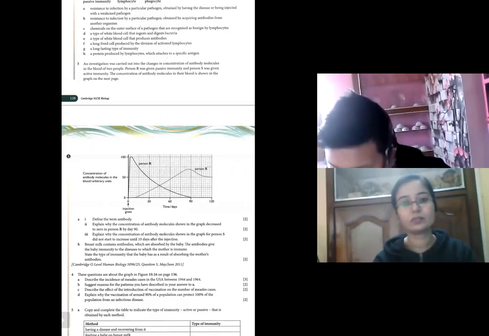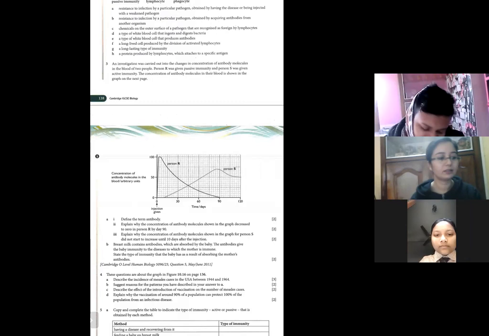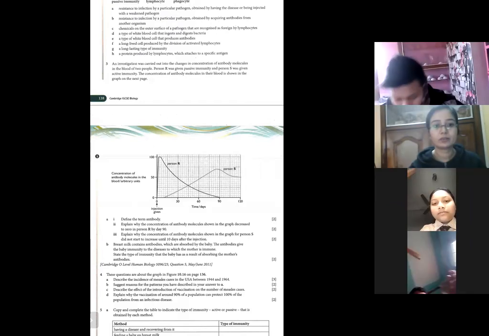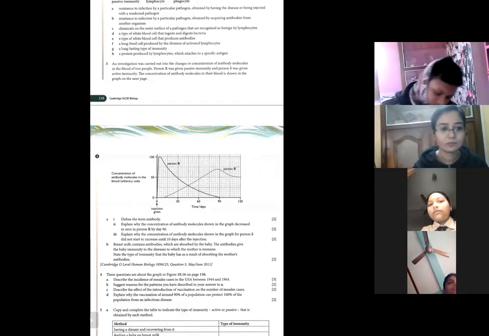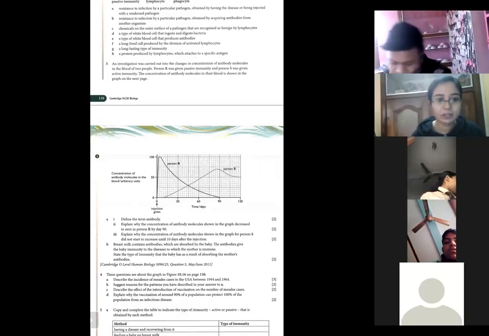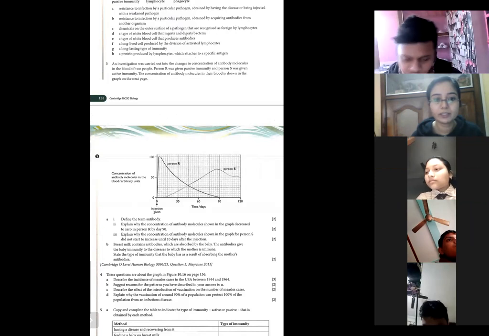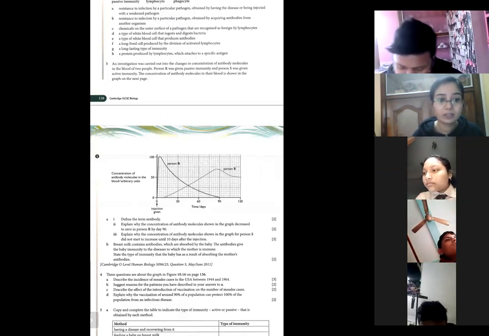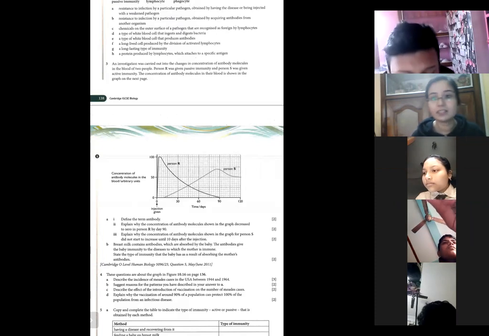Very good. Other students have also written the same answer. Now let's see the next question. Question number 3: explain why the concentration of antibody molecules shown in the graph for person S did not start to increase until 10 days after the injection.